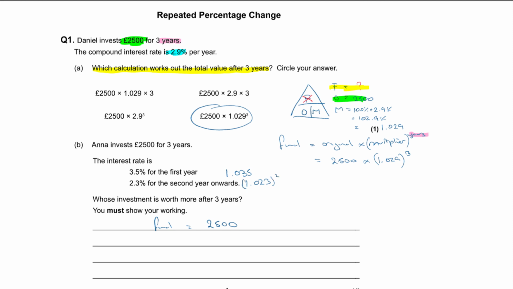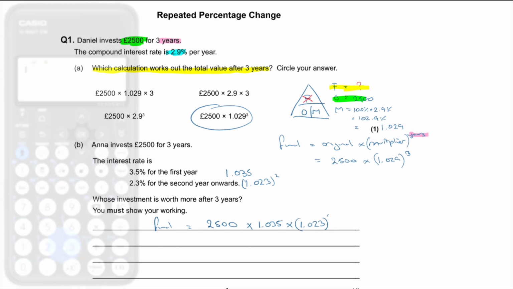So to work this one out, when you've got different amounts each year, you just multiply through by each of the percentage changes that you're making. So I'm doing one lot of 1.035 and I'm doing two lots of 1.023. So I'm going to square that one.